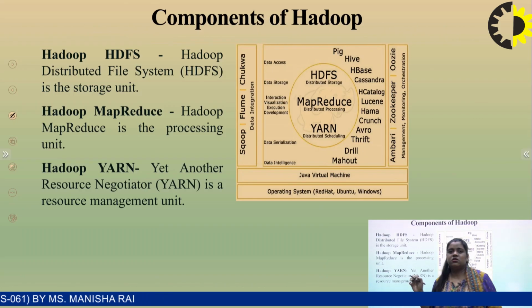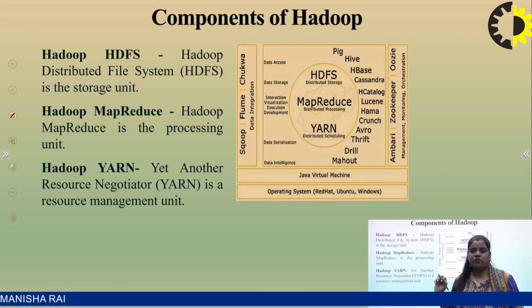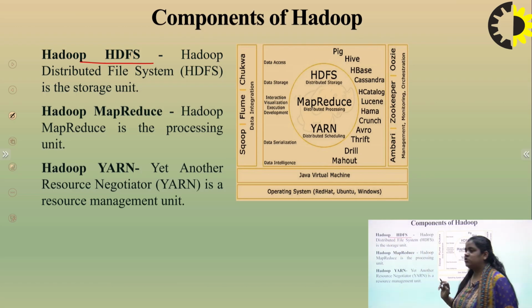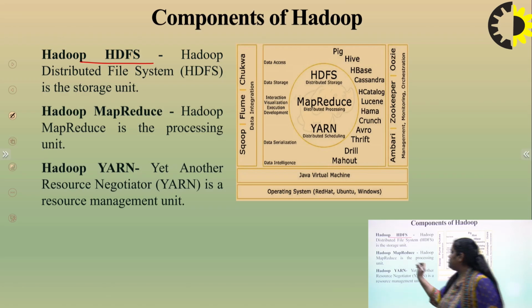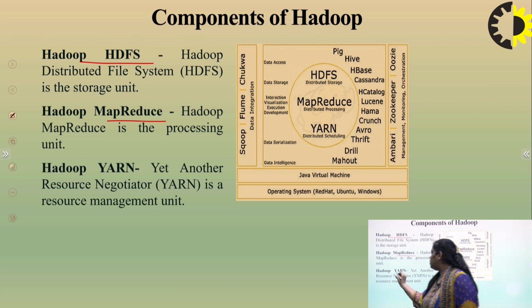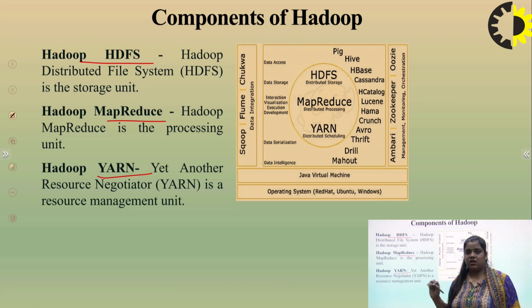After that, the next segment is the components of Hadoop. Basically, the Hadoop environment is made up of three components. First is Hadoop HDFS, known as the Hadoop Distributed File System, which I have already discussed. The second component is MapReduce, and the third component is YARN. Now we will discuss the working process of all these components.